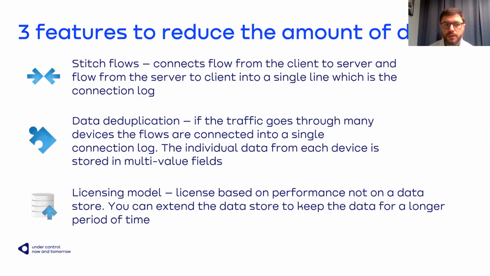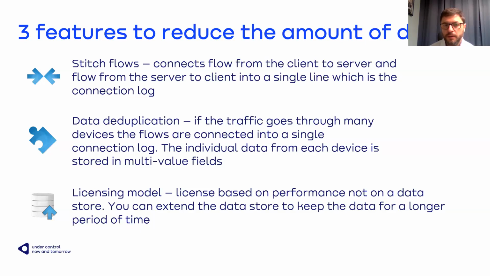The first feature is stitch flow. It's a feature to connect the 2 flows into the single connection log. When the exporter creates the flow data, exporter creates two flows per single connection. One flow is to show the communication from the client to the server, and the second flow is to show the communication from the server to the client in the opposite side.